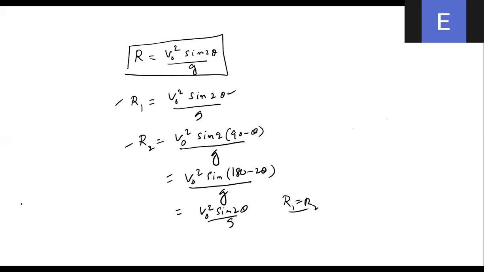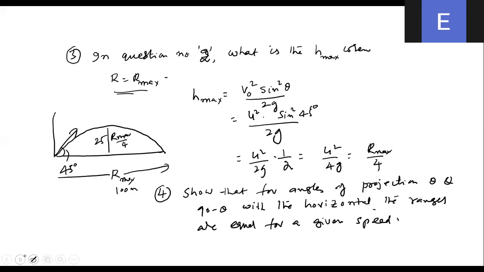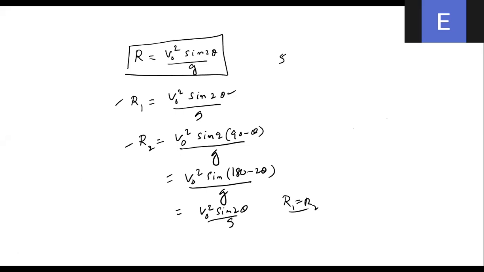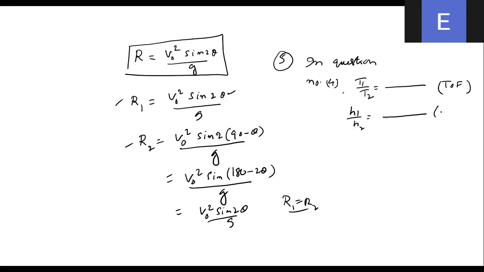Now, this is question number 4, isn't it? So fifth one is this. In question number 4, T1 by T2 equals how much? That is time of flight ratio. Do you follow? And H1 by H2 is how much? What is H1 by H2? Maximum vertical height.